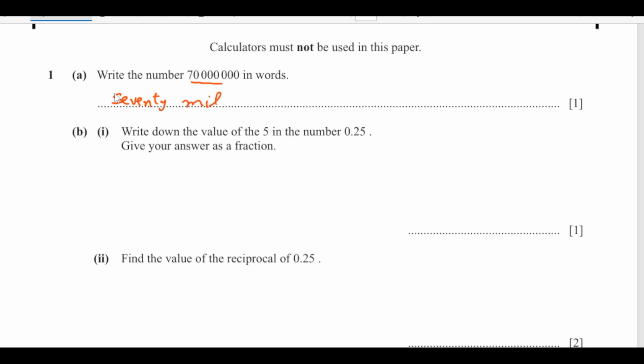70 millions, right? Now part B, write down the value of 5 in the number 0.25. So 0.25, we are looking for the value of 5. The value of 5 is here, this is the tenths place, and this is the hundredths place. So 5 over 100. We can write 5 over 100, or in the simplest form 1 over 20, dividing both numerator and denominator by 5.